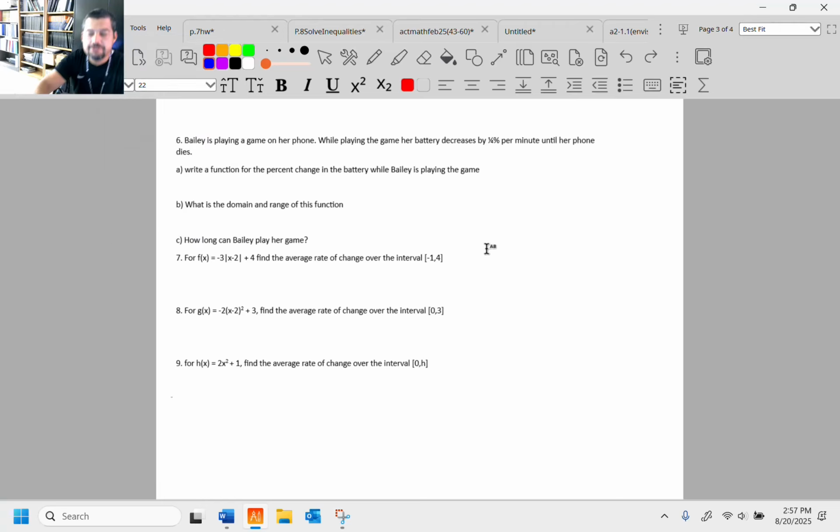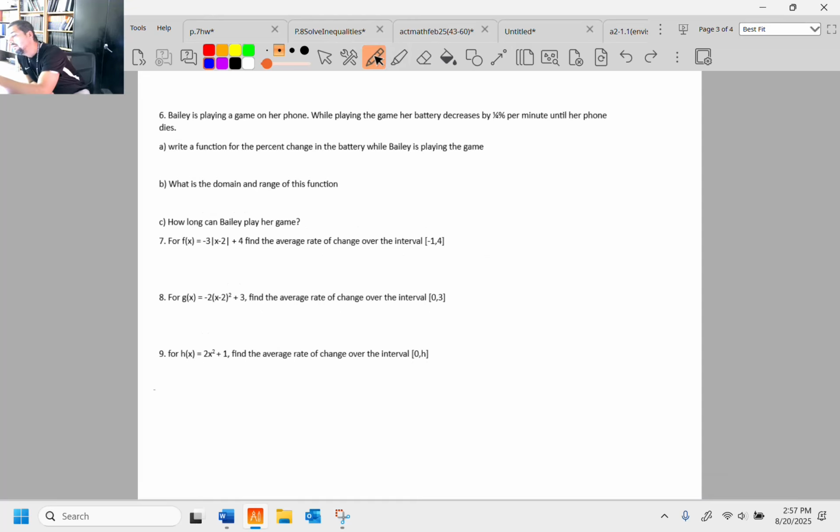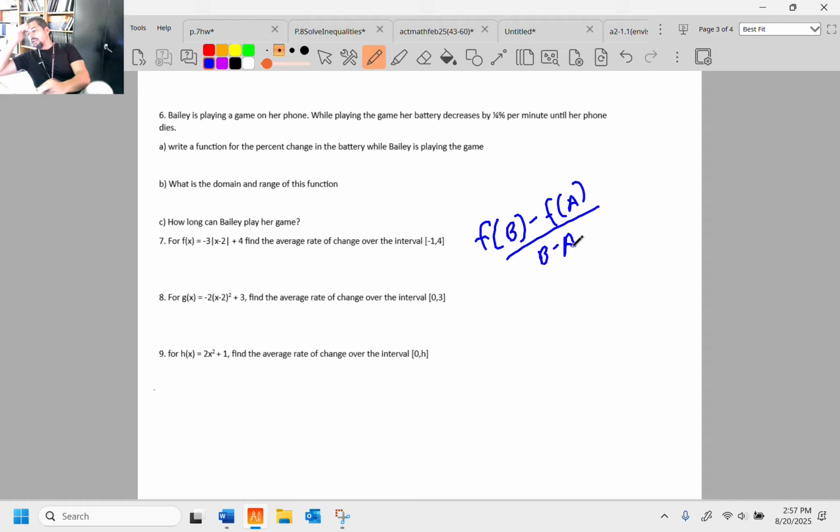So the formula for average rate of change is going to be f of b minus f of a sitting pretty over b minus a. That's the formula for average rate of change. It's not a hard little formula. You get a and b from the interval. First one's a, second one's b. And we're just going to plug in.